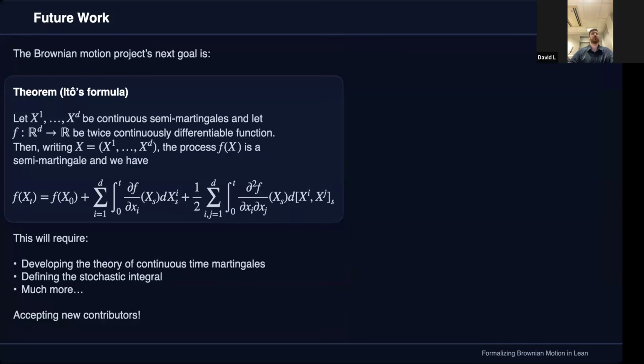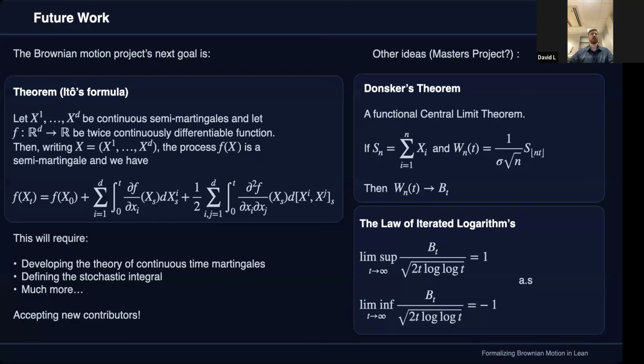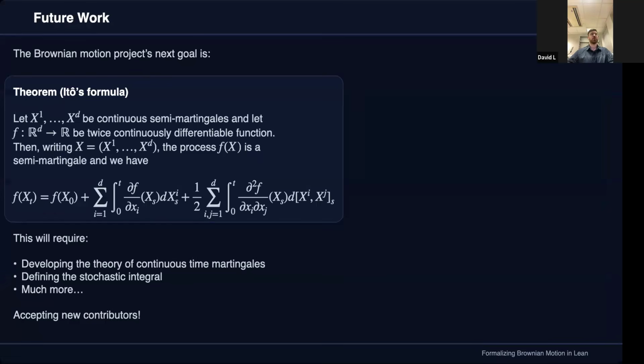Let's see. So I have 6 or 4 minutes left. So last I'm going to talk about future work. So the project, we finished a construction of Brownian motion. We proved some very basic API for them, but the project is still ongoing.